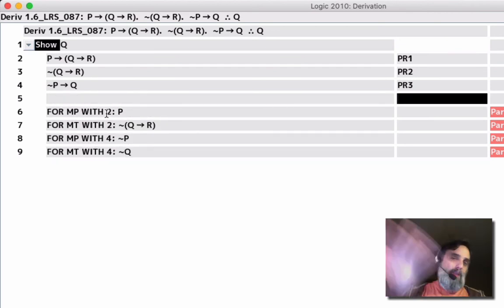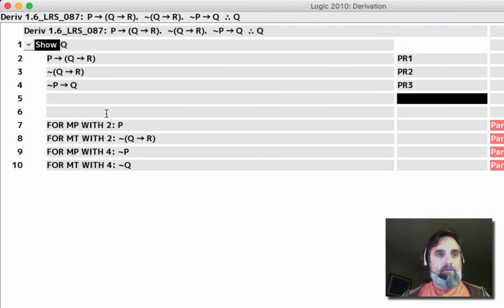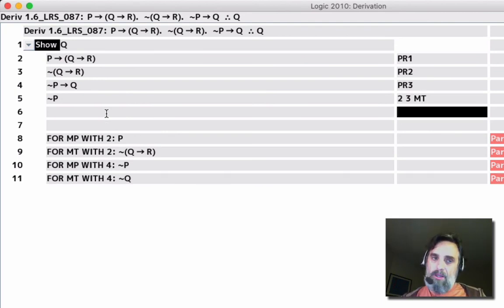Oh, well, look. There is negation of if Q then R on line 3. So 2 is a conditional, and 3 is the negation of its consequent. 2 is a conditional with a big consequent, and 3 is the negation of that big consequent. So we can do modus tollens with 2 and 3, and we get negation P.